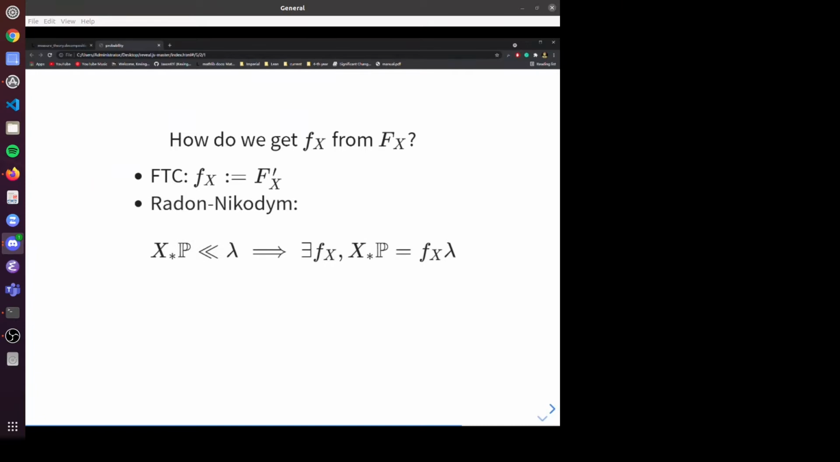So, in fact, we can use Radon-Nikodym. This is an if and only if statement, but I've only written the implication here. If the push-forward measure is absolutely continuous with respect to the Lebesgue measure, then by Radon-Nikodym, there exists some function f such that the push-forward measure equals f times lambda. Written out without the notation, we have the following equalities, which is exactly what we had in the previous slide for the definition of the PDF.